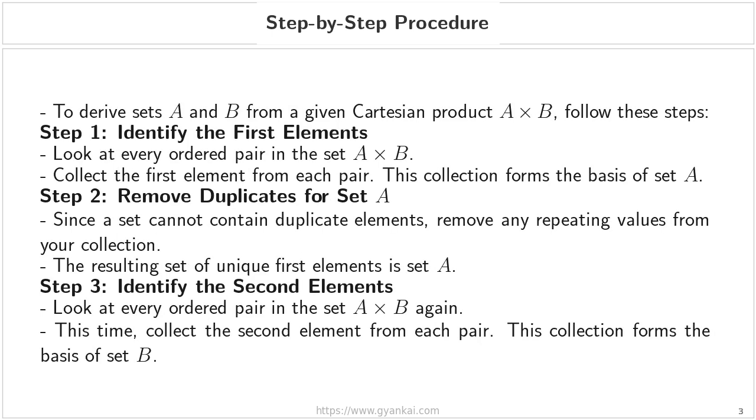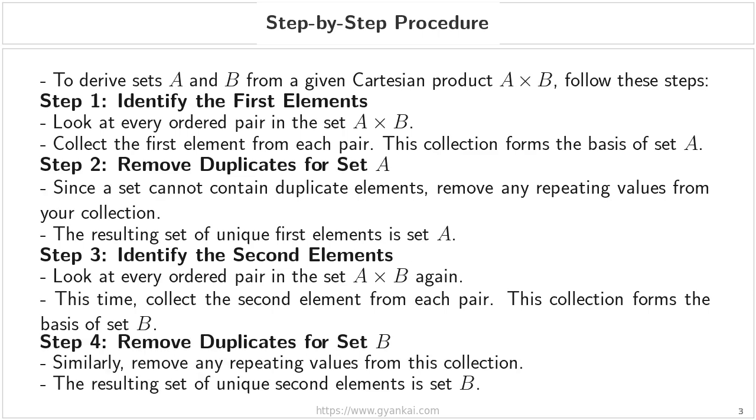Moving on to step 3, we perform a similar action for the second component, identifying the second elements. You will go back through the set A cross B once more, but this time, your focus shifts. Instead of looking at the first position, you will collect the second element from every ordered pair. This collection forms the basis for set B.